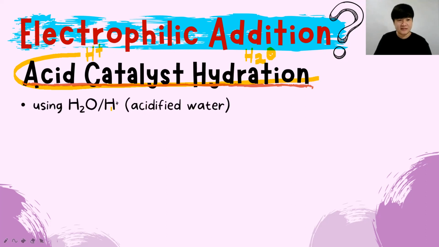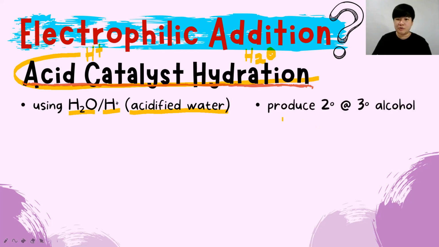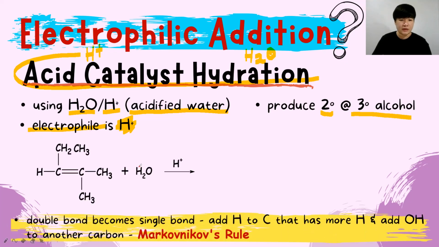So let's see. We'll be using H2O, H+, as I said, which we also call acidified water. After this reaction, you will be producing secondary or tertiary alcohol. And the electrophile in this case is your H+. In other words, when you're having your H2O, H+, what will be added in is actually your H+ and also your OH-. So the electrophile is definitely your H+.